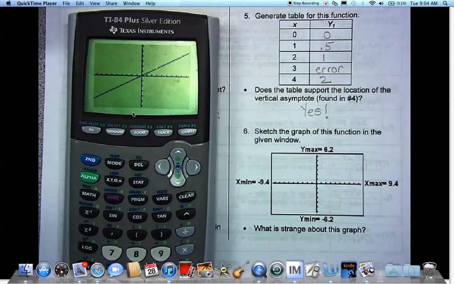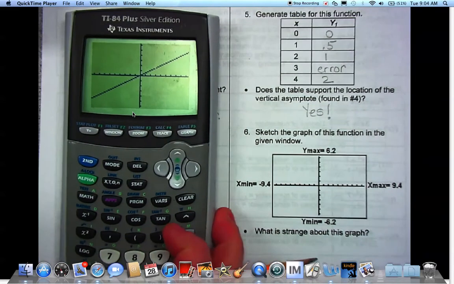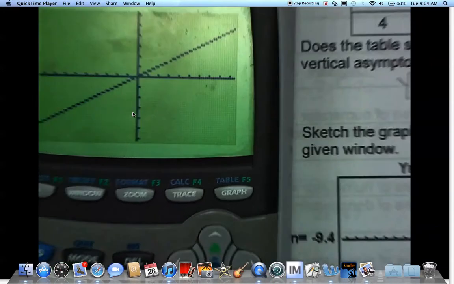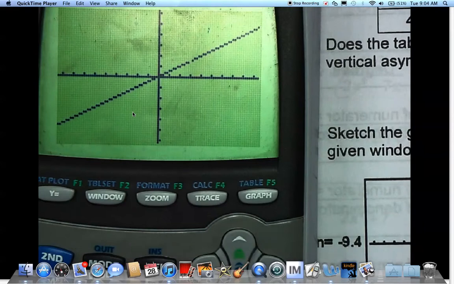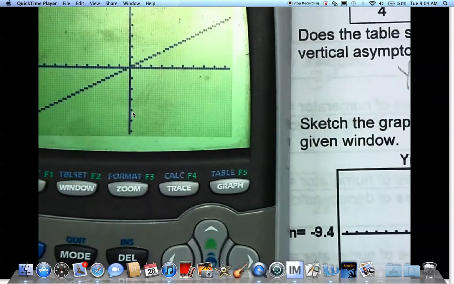Okay. What's weird about this graph? Several things. It's linear. What else? You see something? There's a missing dot right there. There is a missing dot where? Oh, right there. At 3. At 3. Pretty interesting.